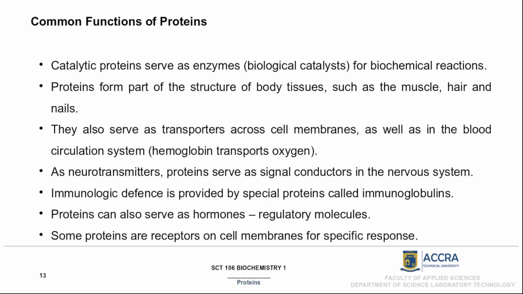Or some of them, like for instance hemoglobin, which is a transporter of oxygen in the blood circulation system. Proteins can also act as neurotransmitters, where they serve in signal conduction in the nervous system. They also provide some immunologic defense in the form of immunoglobulins in the immune system. Then you have proteins also serving as hormones or regulatory molecules in the body. And lastly, some proteins can act as receptors on cell membranes for specific response.